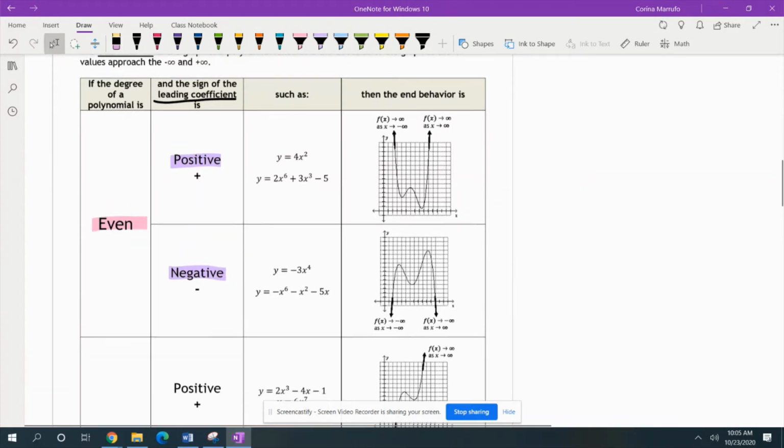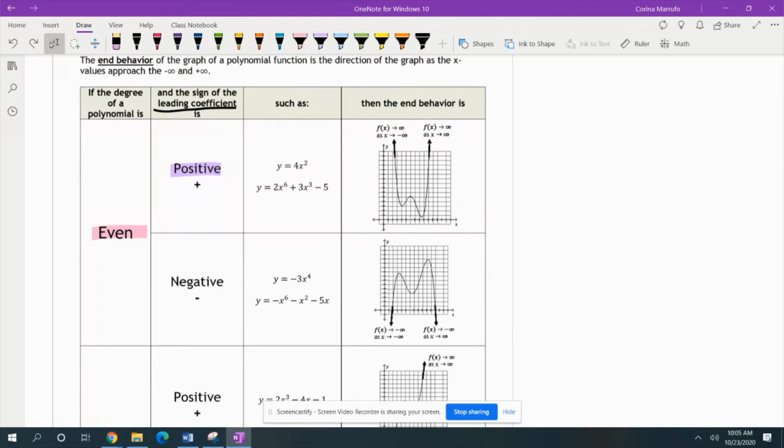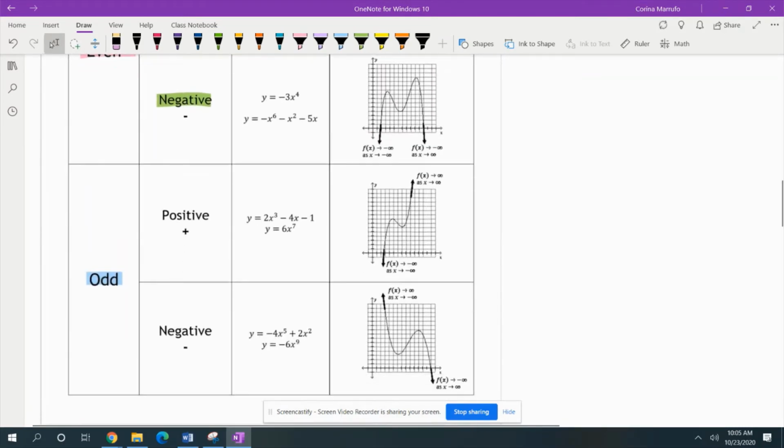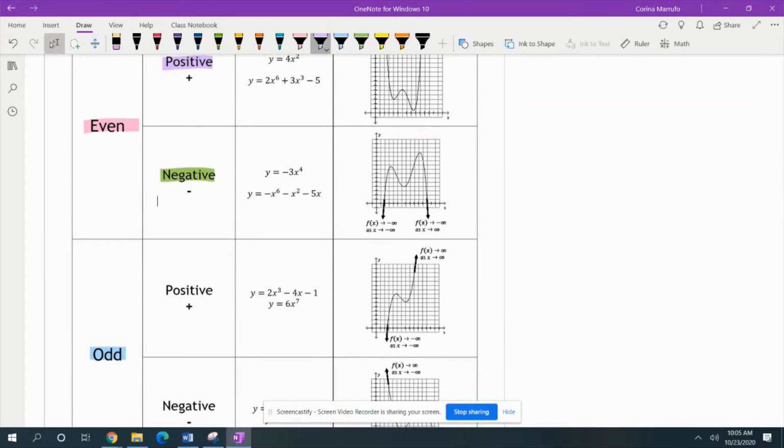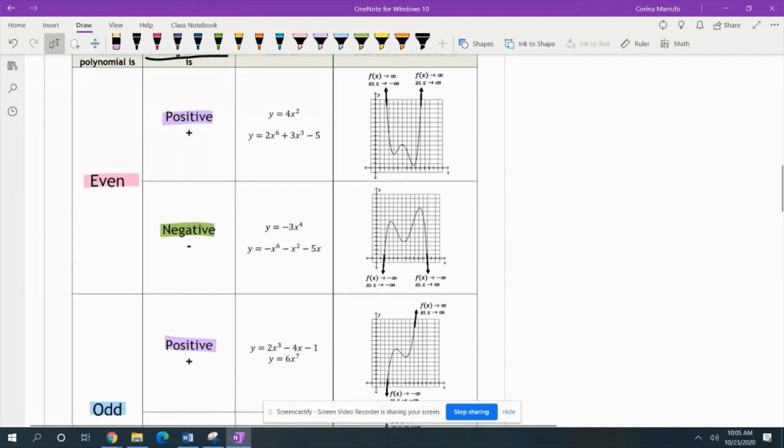Okay, positive or negative. And then the same here. Even if it's an odd degree, your leading coefficient can either be positive or negative. Okay? And so they give you some examples of this. So even functions that have a positive leading coefficient would look like this. This is x squared, that would be an even degree. This is x to the 6th power, that would be an even degree. And if you look at the leading coefficients, they are positive numbers, 4 and 2.